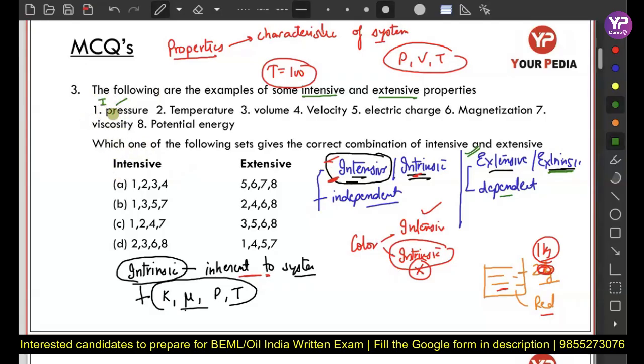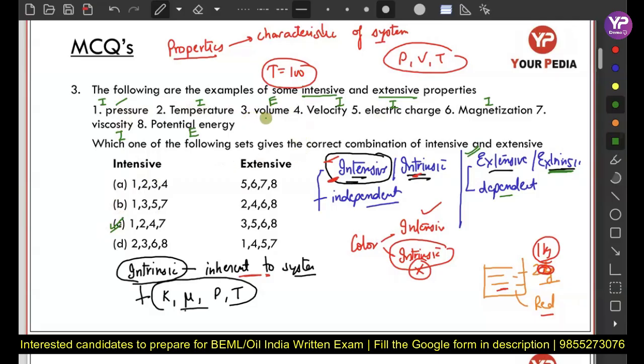Pressure comes under the intensive. Temperature comes under the intensive. Volume comes under the extensive. Velocity intensive. Electric charge intensive. Magnetization intensive. Viscosity intensive. Potential energy extensive. So here you can see 1, 2, 4, 7: pressure, temperature, velocity, and viscosity are the intensive properties.